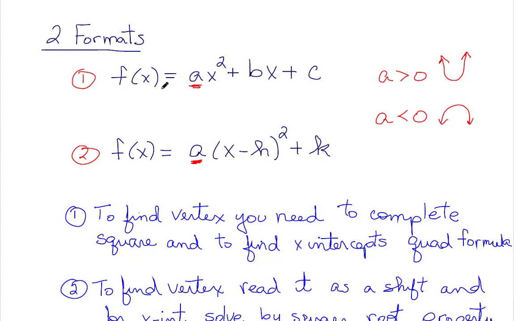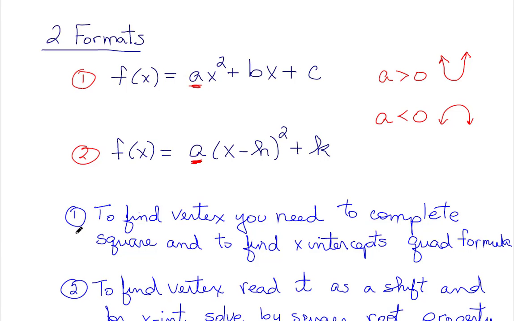Quadratic functions can come in two formats. F of x is ax squared plus bx plus c, or a times something squared plus or minus a number. If you focus on a, the thing in front of the squaring, if a is greater than 0, it looks up, and if a is less than 0, it looks down. So that'll tell you which one.